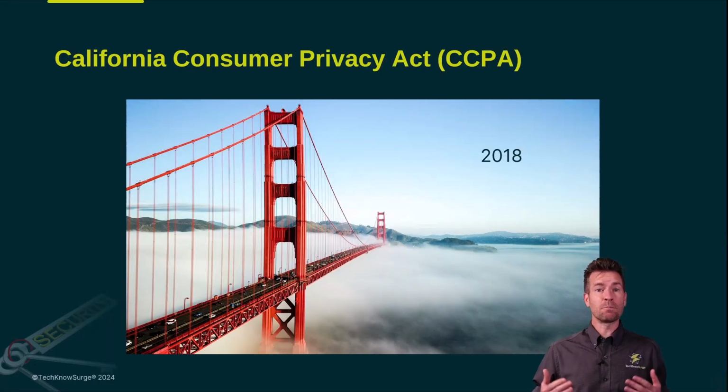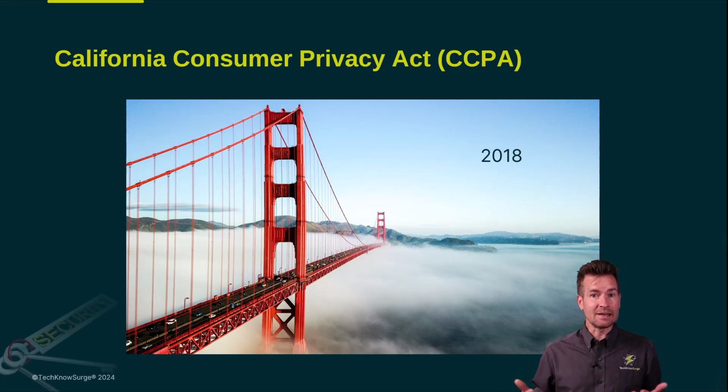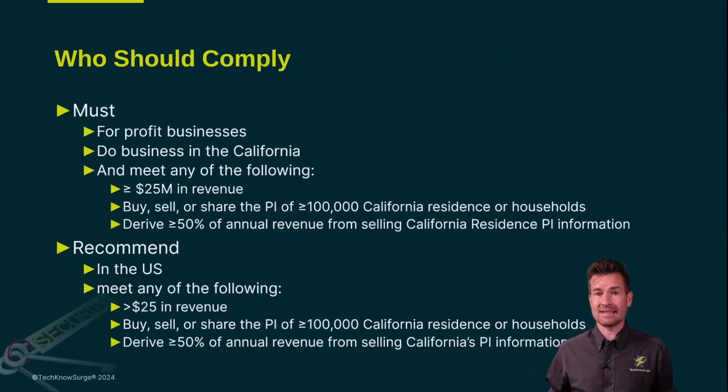The CCPA was put into place to protect California residents. It was put into place in May of 2018, which is just a few months after GDPR was put into place. It was modeled after GDPR, although there are a few key differences with CCPA. So who must comply with CCPA?